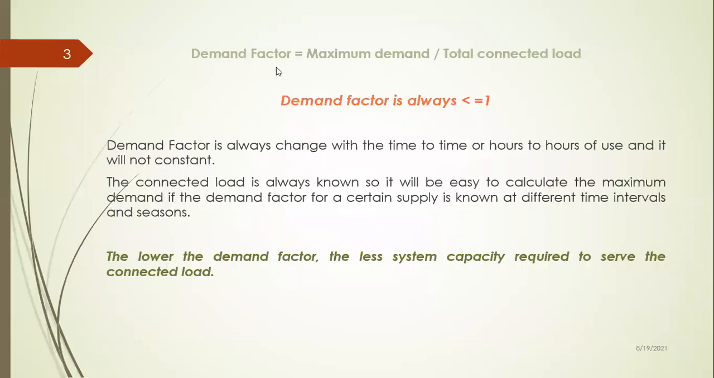Yes, the next is demand factor. So this is the formula of the demand factor. Demand factor is equal to maximum demand divided by the total connected load. And one thing I want to tell you, there are no units for the demand factor. What is the unit for maximum demand?